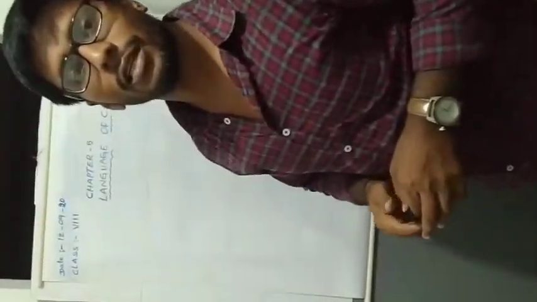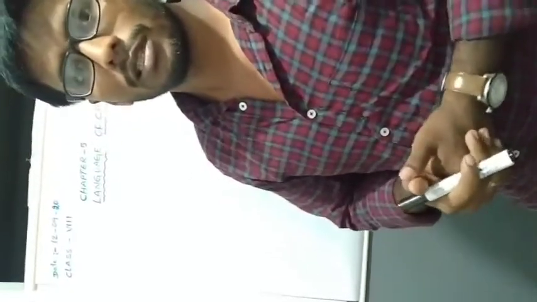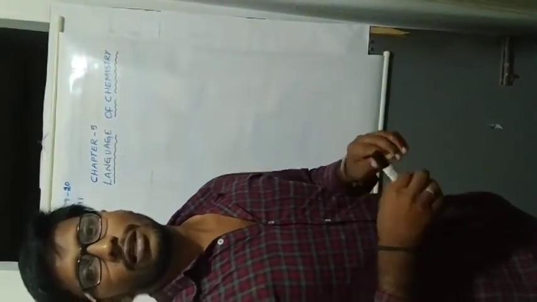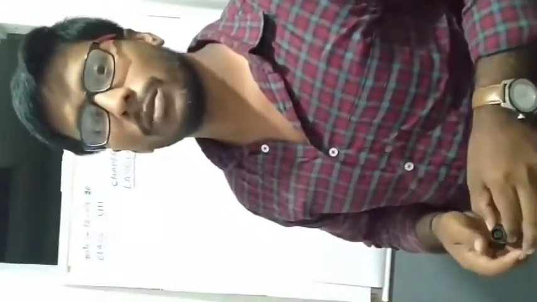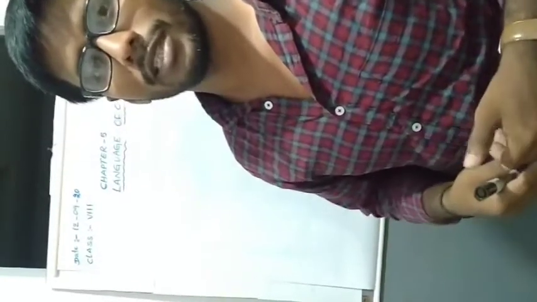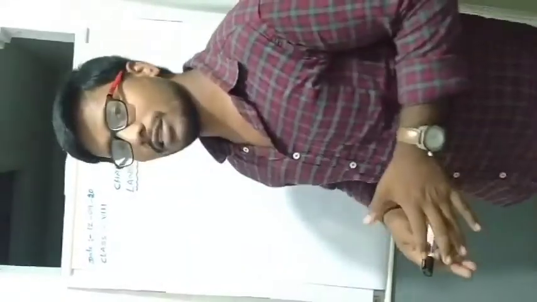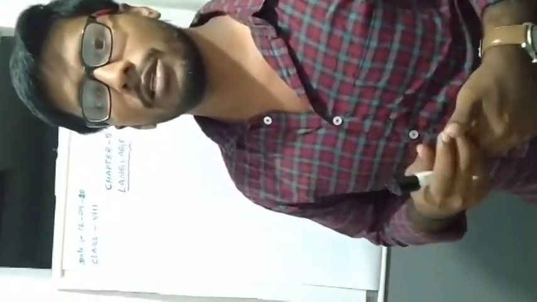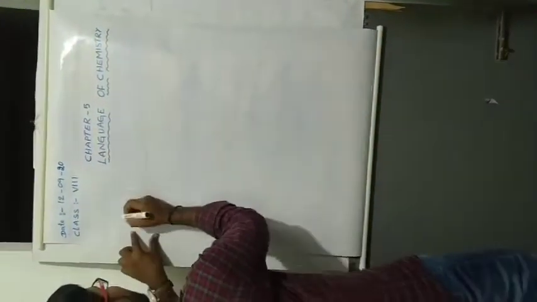In the previous class, we discussed the new topic, the language of chemistry. In that topic, we already discussed the symbols of elements and how to write them, and also introduced the number of symbols of elements. So in this session, we are going to learn about a new topic. That is a very important topic and also an easy topic. That is valency.